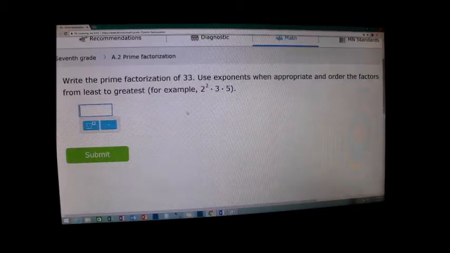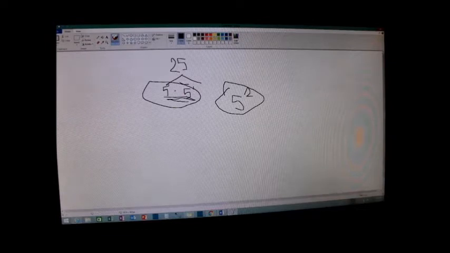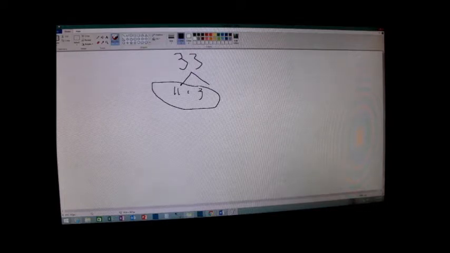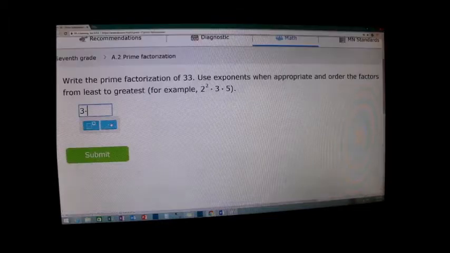Write the prime factorization of 33. The number is 33. What two numbers can be multiplied together to equal 33? 11 times 3 equals 33. That is the answer, but we have to list them from least to greatest.